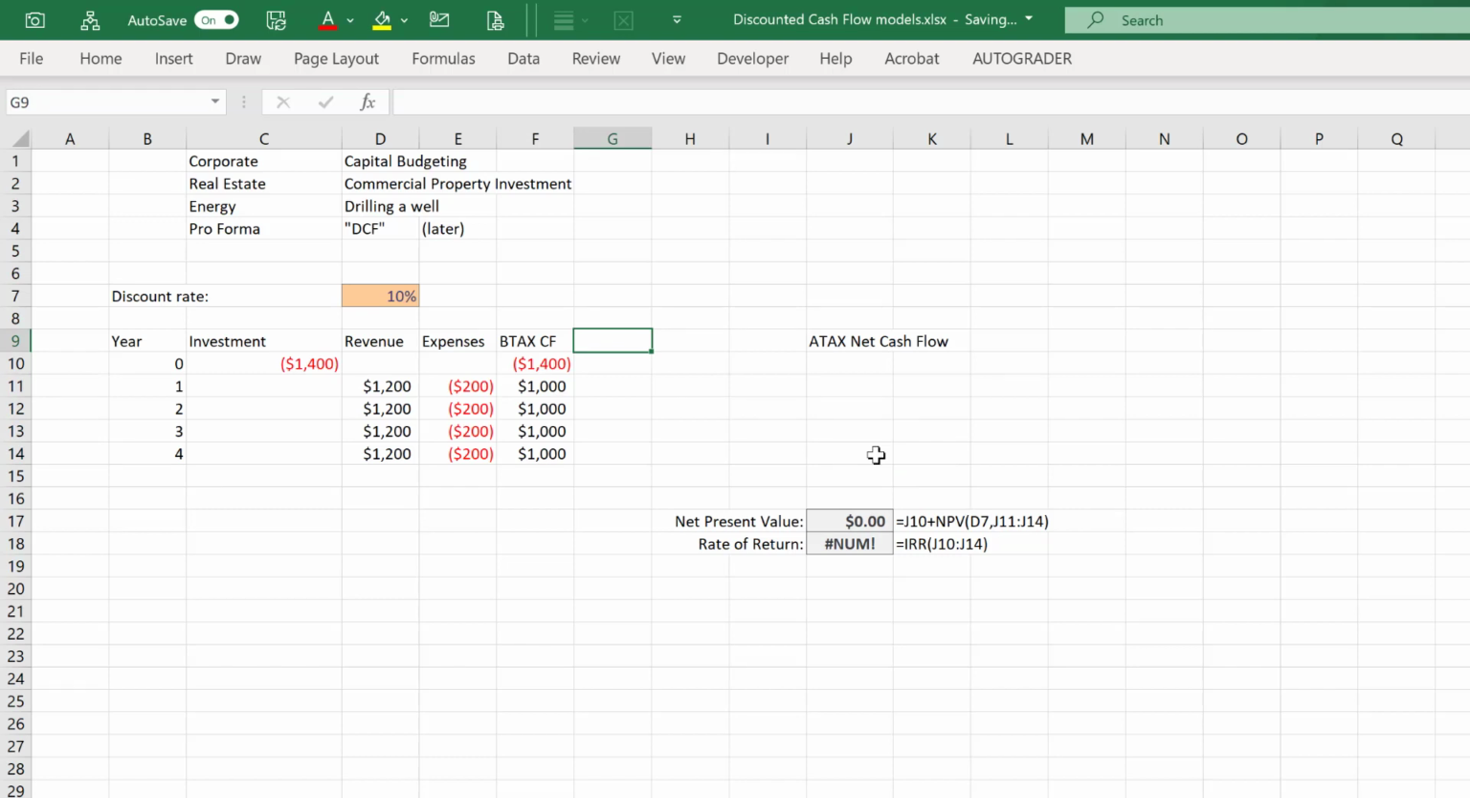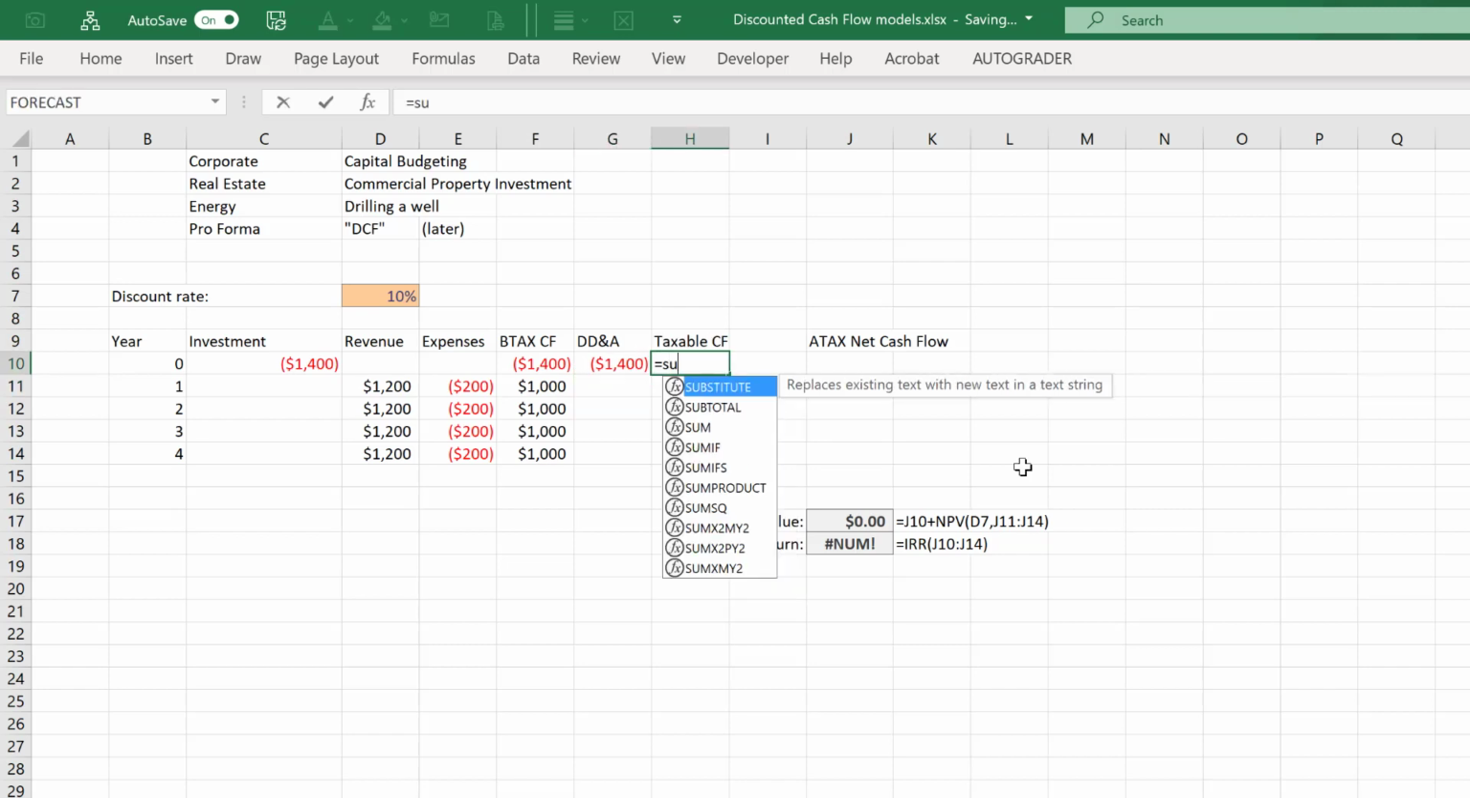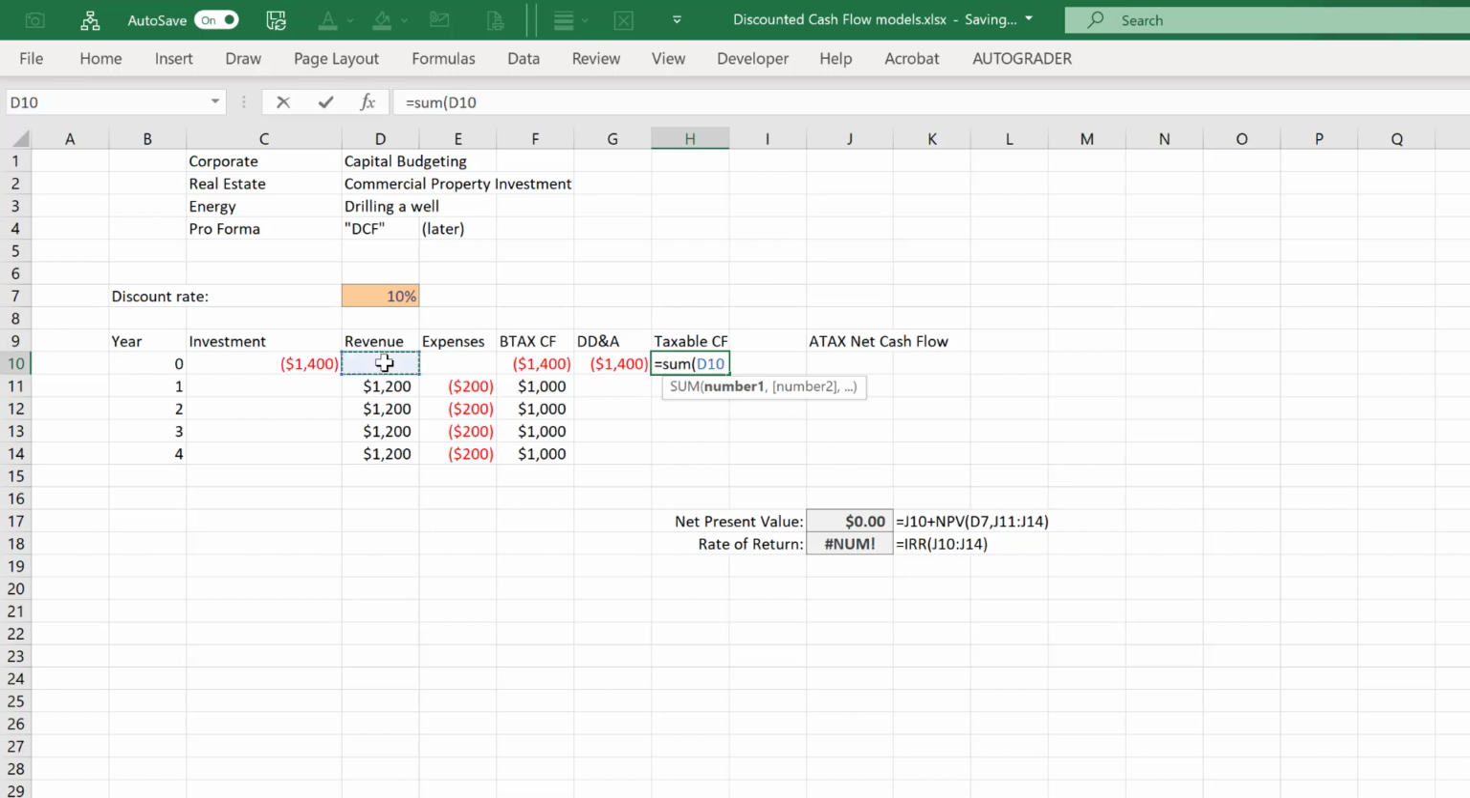Now, depending on the type of investment, we might have some depreciation, depletion, or amortization. Right now, the tax laws are such that in an energy context, I can drill that well and write off the entire cost of that well in the first year. That won't be the case for different types of projects, but let's do the simple one first. My taxable cash flow then becomes the sum of my revenue less expenses less the DD&A. That's my taxable cash flow.